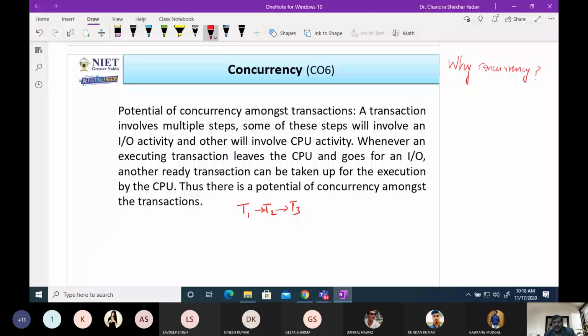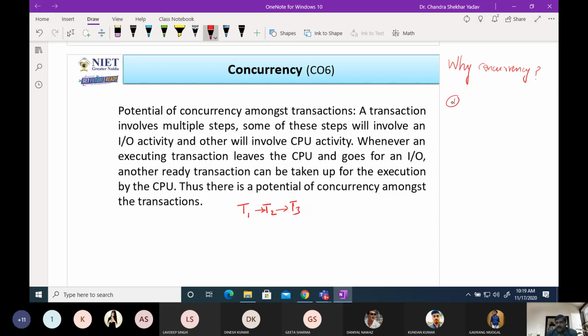So generally there are two main advantages. One is maximum utilization of the resources and another one is reduced average waiting time. And if we utilize resources optimally, then obviously performance of the system will be improved. And if we reduce the average waiting time, response time of transactions will be reduced. In this way, our system becomes efficient and effective. So these are two advantages. So why concurrency? Why do we allow concurrency in our system? Why do we make a multi-user system?